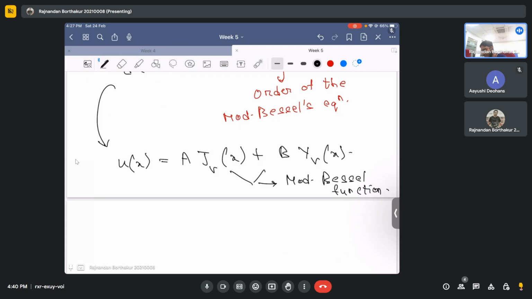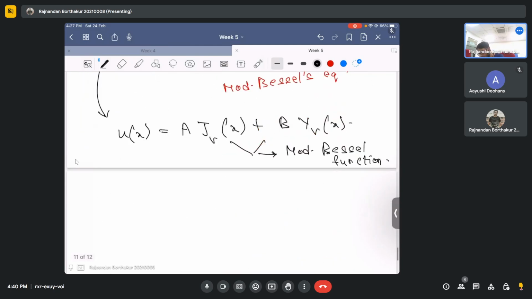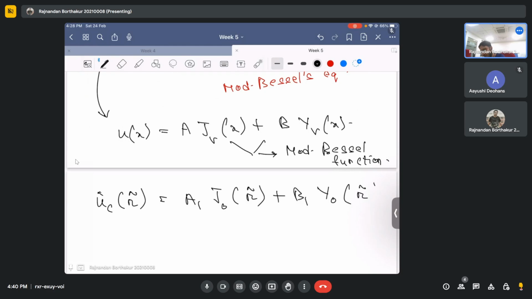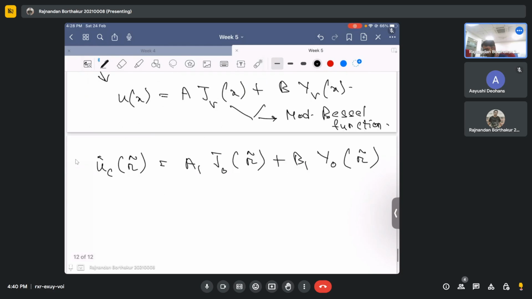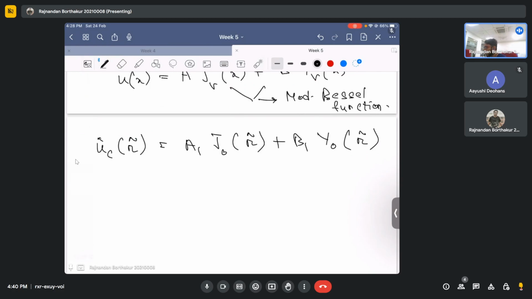In the same spirit, u hat of c as a function of r tilde would just be some a1 times j0 of r tilde plus b1 times y0 of r tilde, simply because the order of our Bessel equation is 0. All right, so we are almost there.